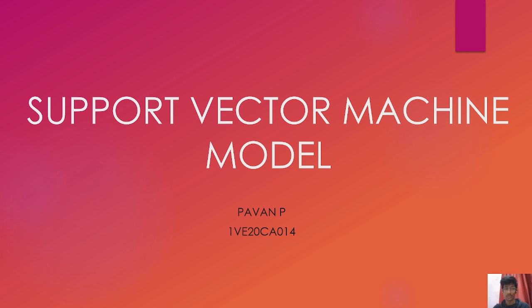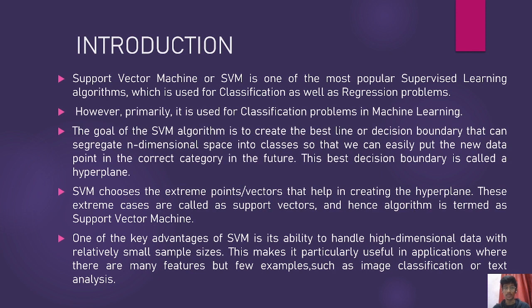So today we are going to discuss the support vector machine model, also called SVM. Support vector machine, or SVM, is one of the most popular supervised learning algorithms, which is used for classification as well as regression problems. We'll be discussing regression problems later. However, it is mainly used for classification problems in machine learning.